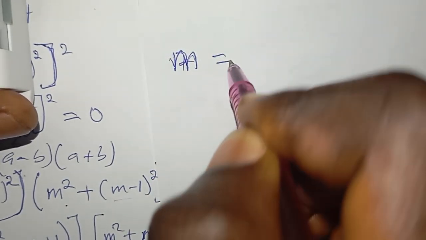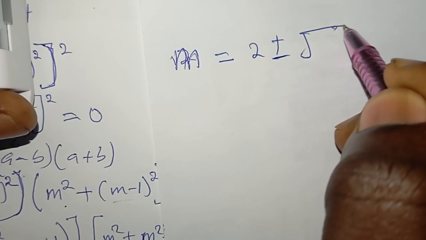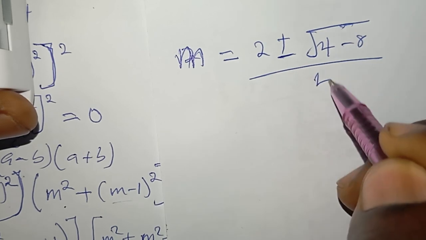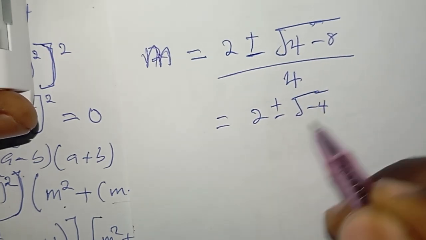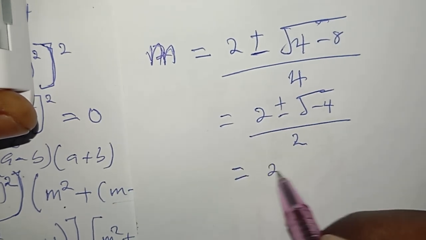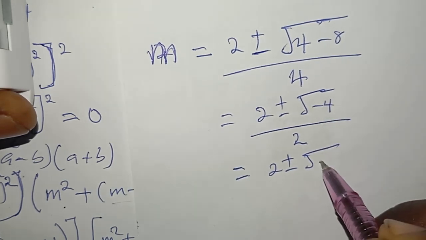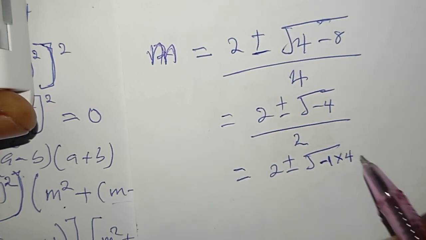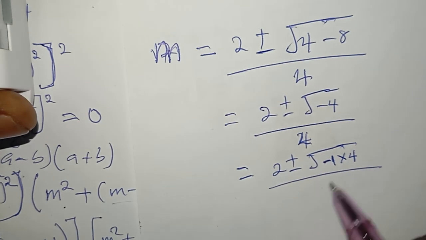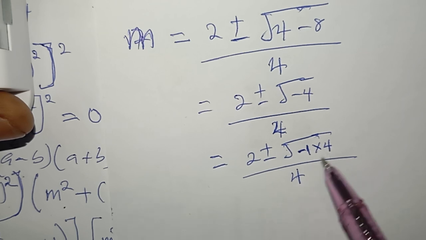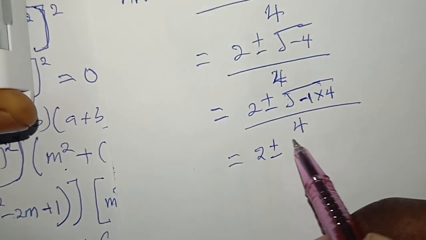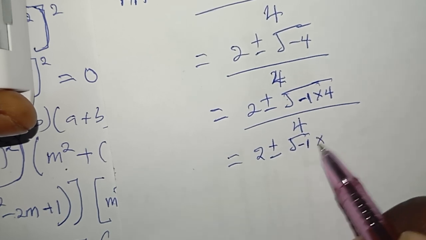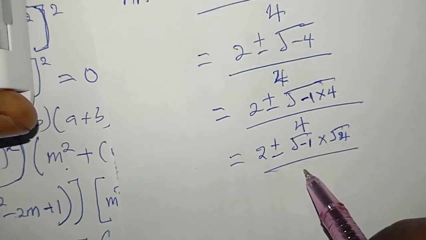Okay, so this is what I have, that my m rather is equal to 2 plus or minus the square root of 4 minus 8, all divided by 4. If you simplify this further, you're going to have 2 plus or minus the square root of minus 4, divided by 4. I can actually write minus 4 as minus 1 multiplied by 4. I'm going to distribute the square root over this minus 1 times 4, so that I have 2 plus or minus the square root of minus 1 multiplied by the square root of 4, all divided by 4.